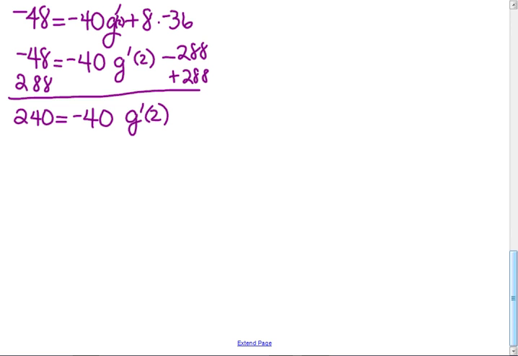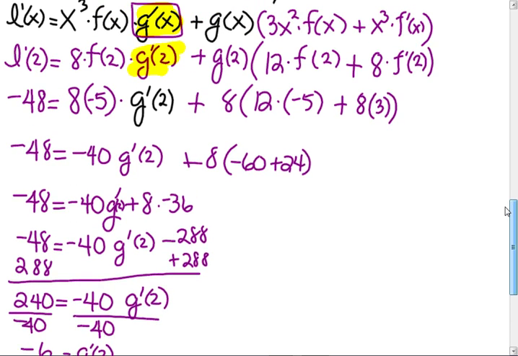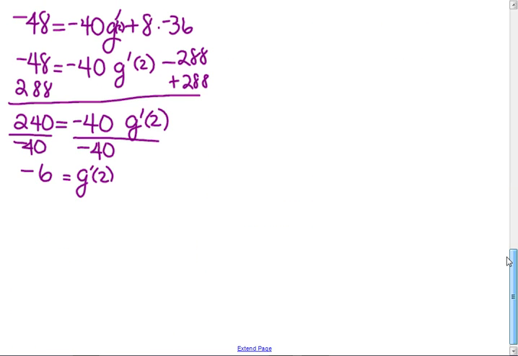What's g prime of 2 then? Negative 40. So g prime of 2. You just have to, now math tells you what to do. You have to follow the directions, follow the rules. Can't break the rules, right, Riley? That's the answer, negative 6.